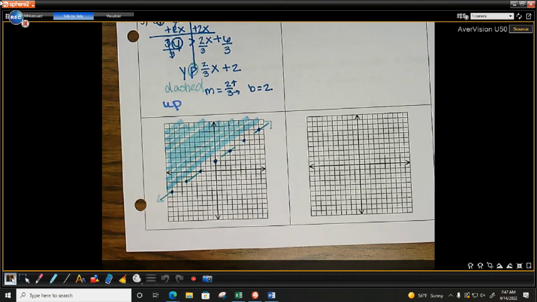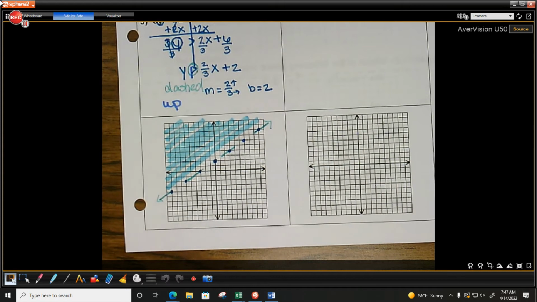What if I got a true statement? Then you would do what? You would shade the side that has the origin. Okay, I would always use the origin as our test point, unless it's on the line. That's the only time you can't do it.